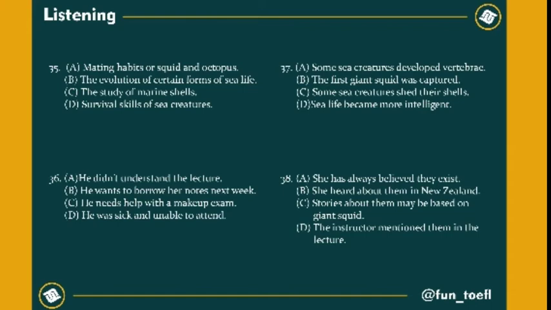Number 35. What topic are the man and woman discussing? Number 36. Why does the man need to talk to the woman about the class? Number 37. According to the woman, what happened 200 to 500 million years ago?